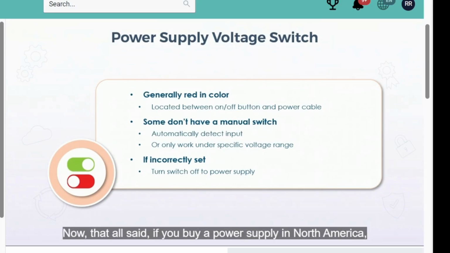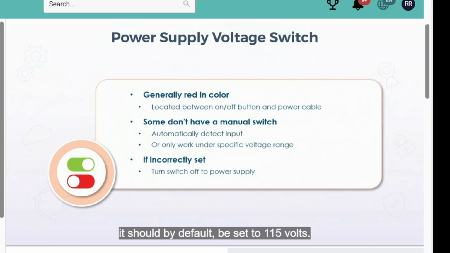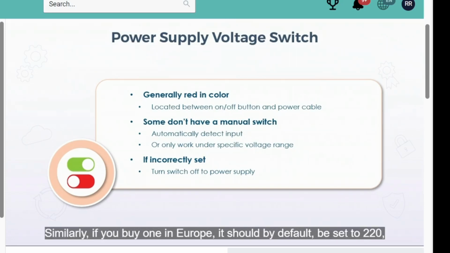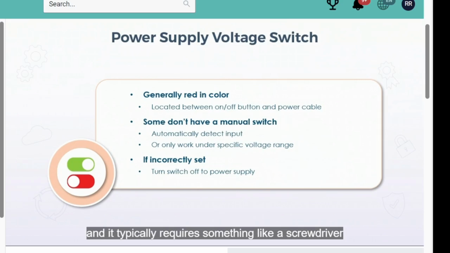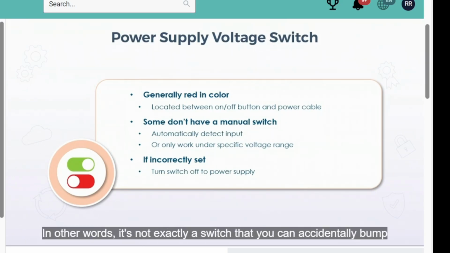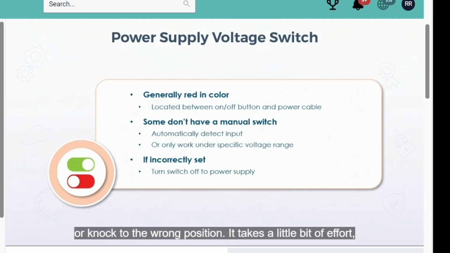Now, that all said, if you buy a power supply in North America, it should by default be set to 115 volts. Similarly, if you buy one in Europe, it should by default be set to 220. And it typically requires something like a screwdriver to slide it from one position to the other. In other words, it's not exactly a switch that you could accidentally bump or knock to the wrong position. It takes a little bit of effort. But ultimately, you should always just verify that it is correct before you attempt to install a new power supply into your computer.